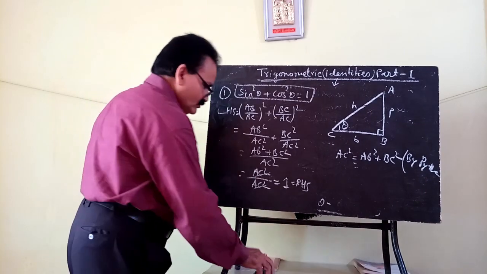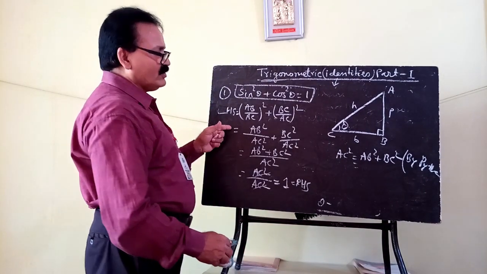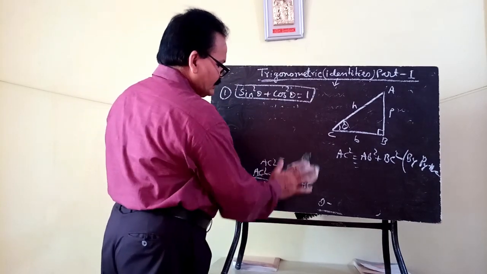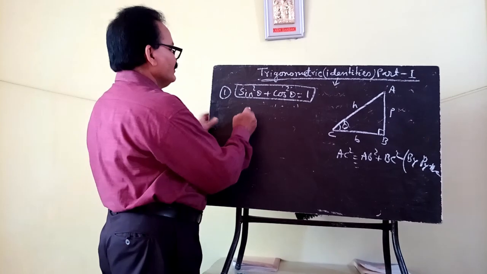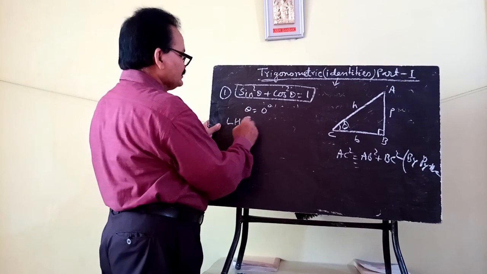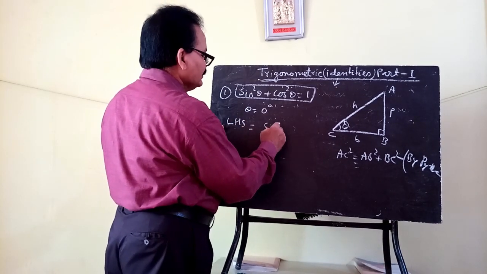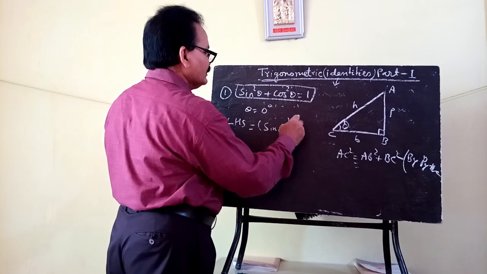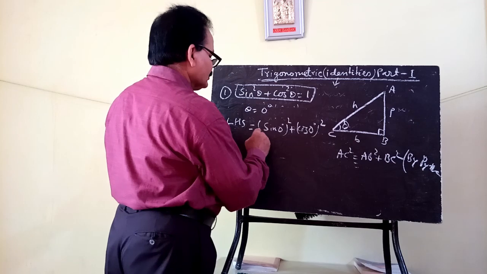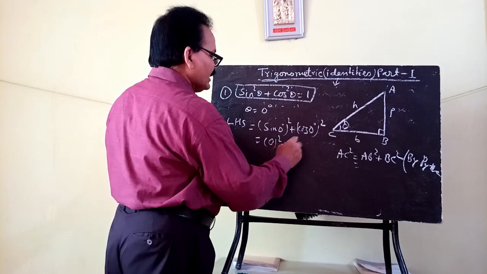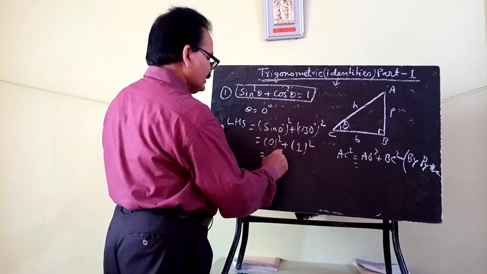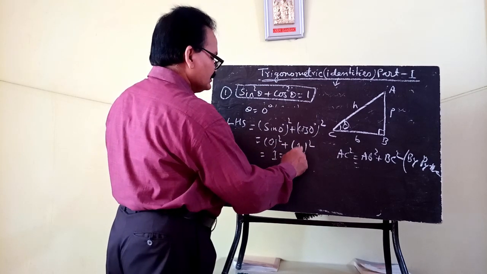Now for an equation, it should also obey for all values of theta. If you consider when theta is say 0 degree, for LHS what will happen? Sin 0 degree whole square plus cos 0 degree whole square. So this will be 0 square plus 1 square. So final answer is 1, the RHS.